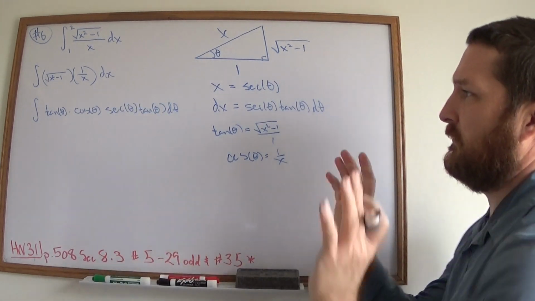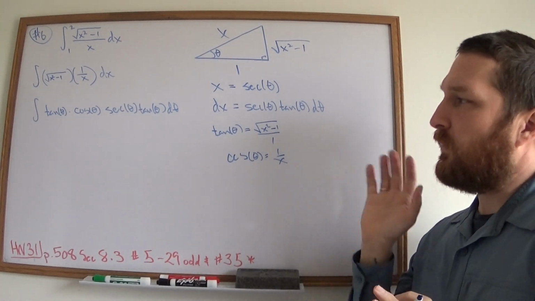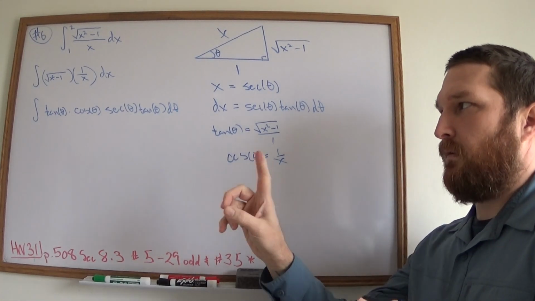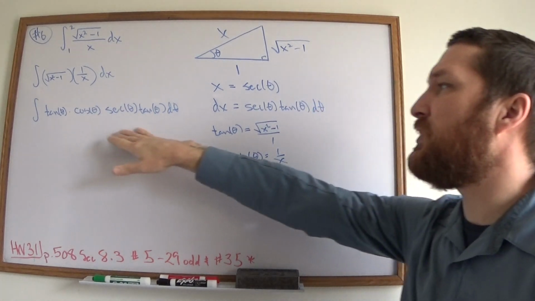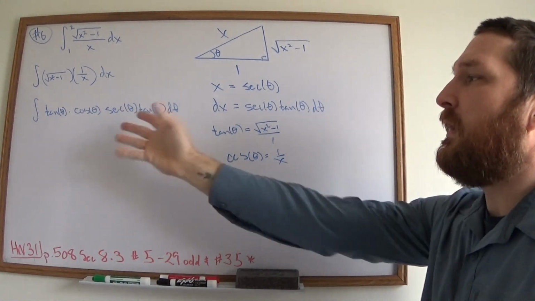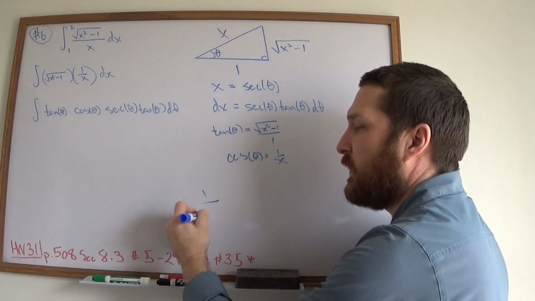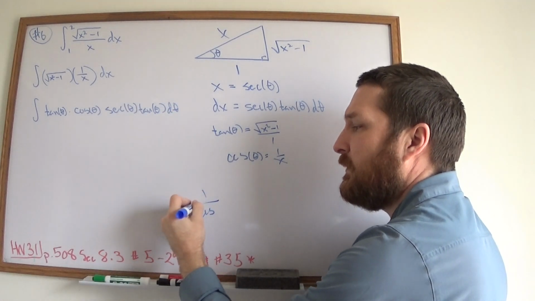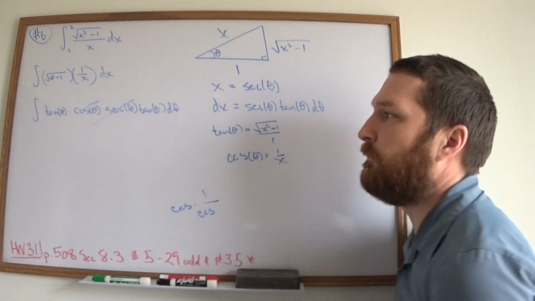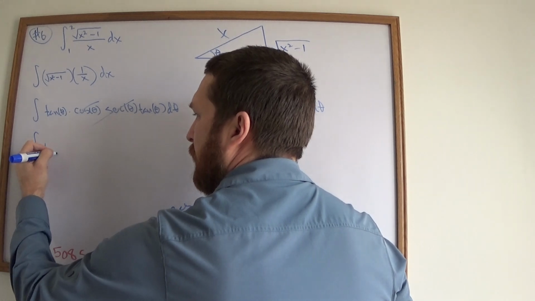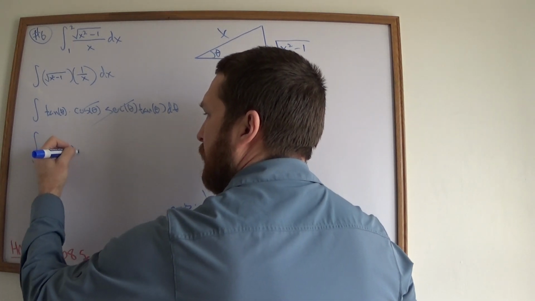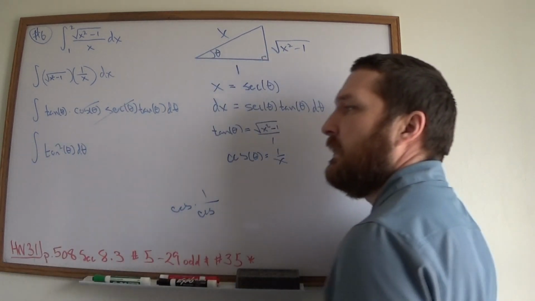Now, okay. Looks really bad, but cosine and secant. Always, when you get to this point, check and see if something cancels out. And indeed, secant is 1 over cosine, so cosine times it will cancel out. Tangent times tangent is tan squared. Tan squared theta d theta.